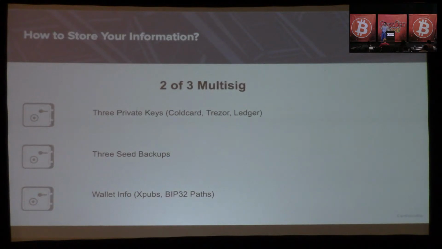When you think about multisig, let's take a 2 of 3 example. We're going to use 2 of 3 a lot here, so I'll stop saying that over and over. You have 3 private keys, you have 3 seed backups, and then you have the wallet info, that crucial wallet info that I mentioned before. And so if you look at this, if you're completely self-sovereign, if you are not collaborating with anyone else, you have 7 or 8 pieces of information to secure.